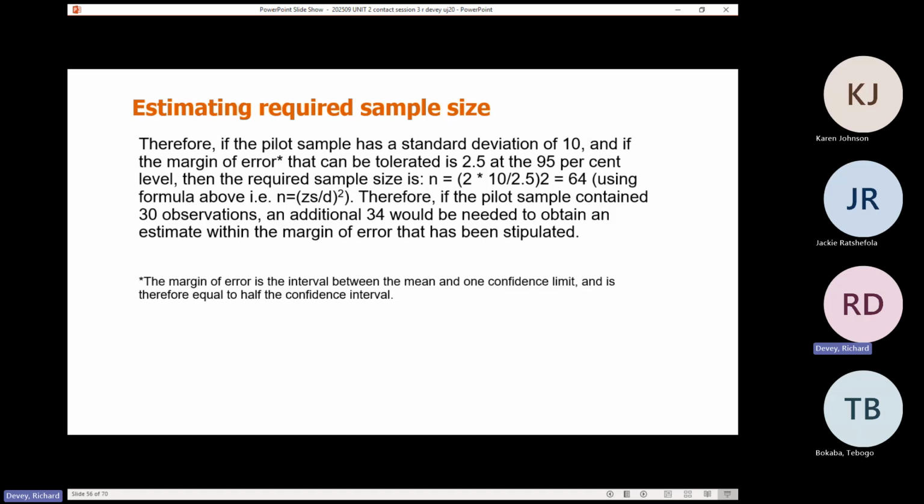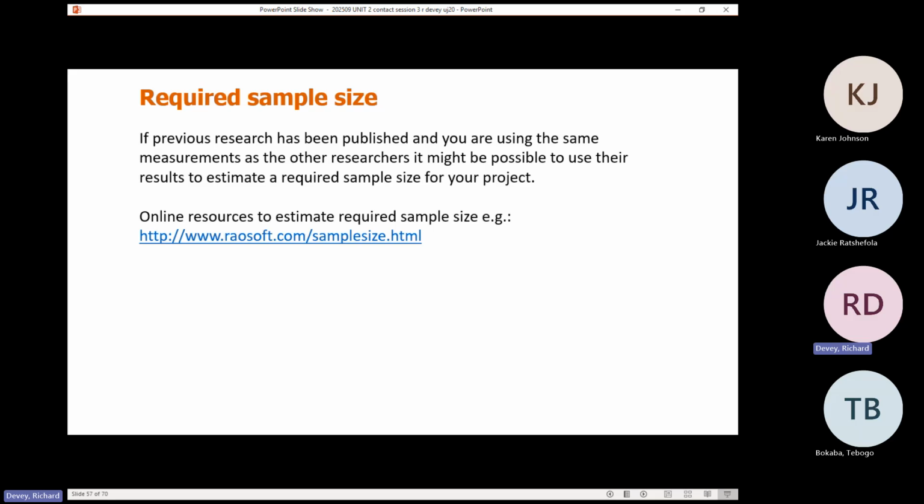So this is just to demonstrate that we can estimate required sample sizes, but you do need some data in order to be able to do that. And then there are different formulas for different statistical tests. There's a book called Medical Statistics by Stern, and that book has different formulas for different kinds of tests, depending on what test you're using for your analysis.